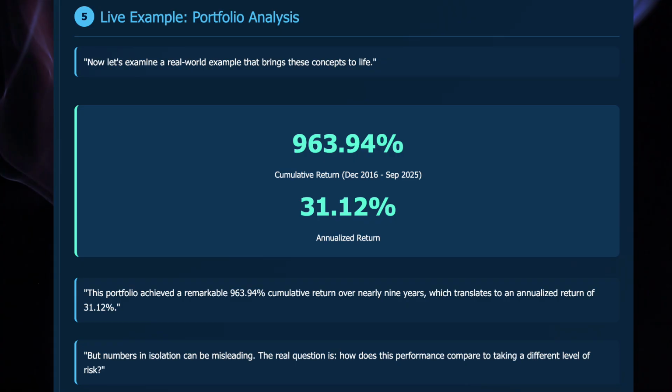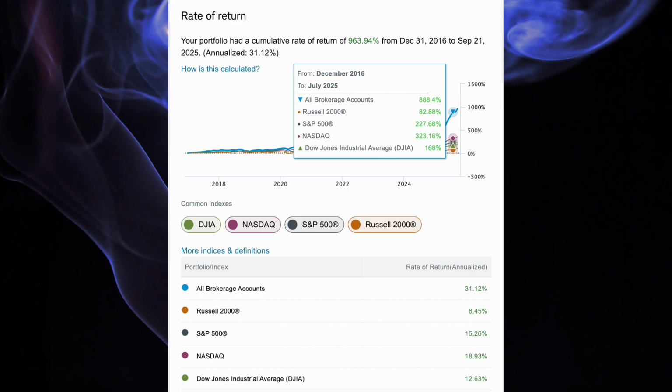Example, portfolio analysis. Now let's examine a real-world example that brings these concepts to life. Cumulative return, December 2016 to September 2025. Annualized return 31.12%. This portfolio achieved a remarkable 963.94% cumulative return over nearly 9 years, which translates to an annualized return of 31.12%.